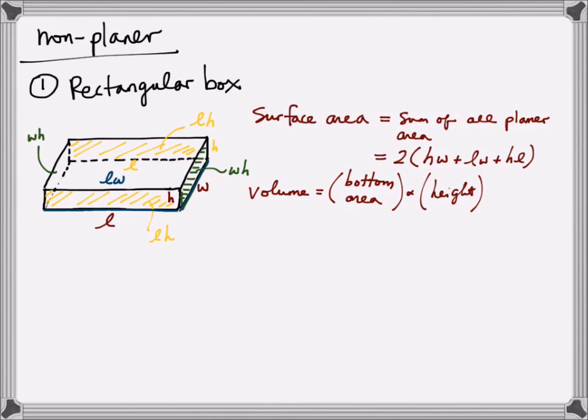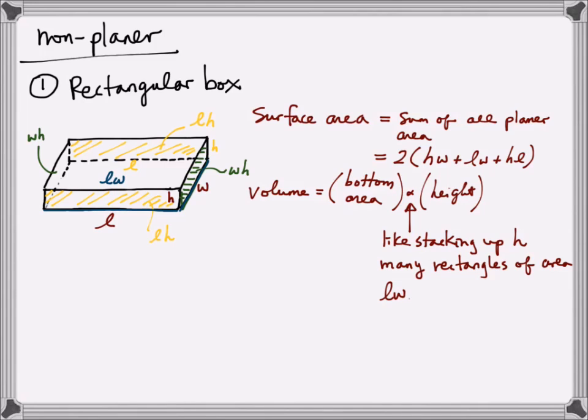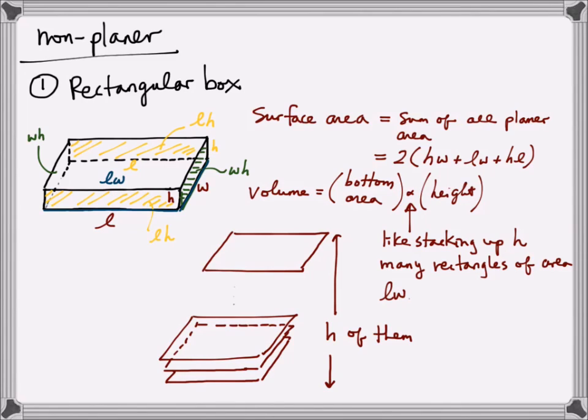On the other hand, the volume of a rectangular box is defined to be the length times the width times the height, which can be thought of as the bottom area times the height. So in symbols, that's L times W times H. The reason we can think of it this way is because it's like stacking up H many rectangles of the area of L times W to give us the overall volume of this thing. You can visualize it this way: each sheet of this rectangle, which has area of L times W, stacked up on top of each other, and if you have H of them all stacked up, then you get this overall volume.